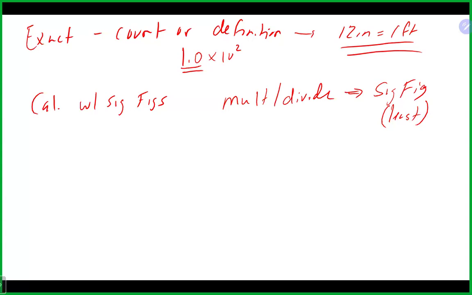That's a little different from what we do when we're adding or subtracting. When we're adding or subtracting, it is decimal places that we're looking at, not significant figures. And it is the least number of decimal places. For the numbers you're adding or subtracting, the one that has the smallest number of decimal places determines how many decimal places your answer should go to.